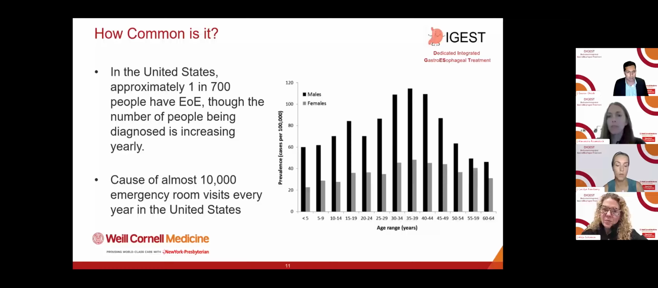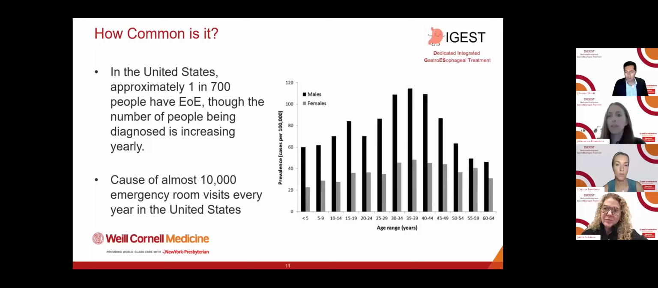We can see also here at the bottom, it says that almost 10,000 emergency room visits happen every year in the United States. And it's usually because food is getting stuck, and the only way it can be removed is by going to the emergency room and removing it with an endoscopy.